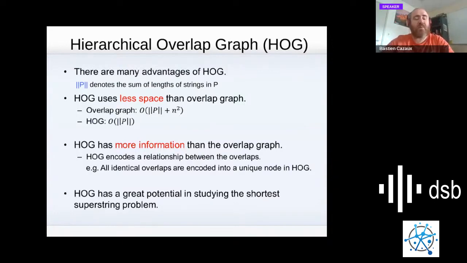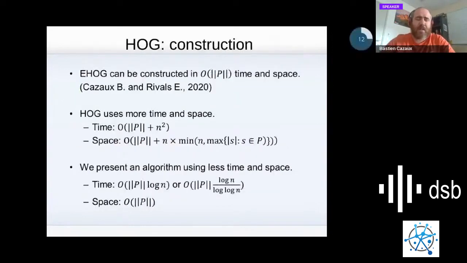And also we have more information than the overlap graph because in the HOG we know if a pair of two strings correspond to the same overlap, which we don't know in the overlap graph. And it's also useful in the shortest superstring problem, but I just mentioned that. Here it's just about the construction of the hierarchical overlap graph.